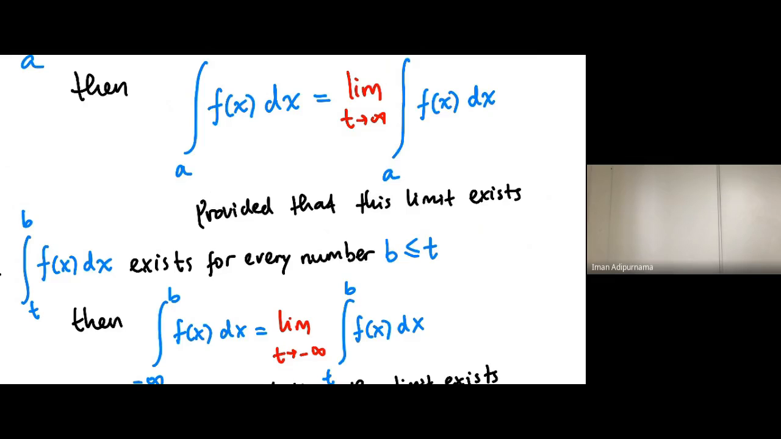So the first process is to integrate the function first. Integrate this first, and after that, compute the limit. So at least two processes: the integral and the limit.